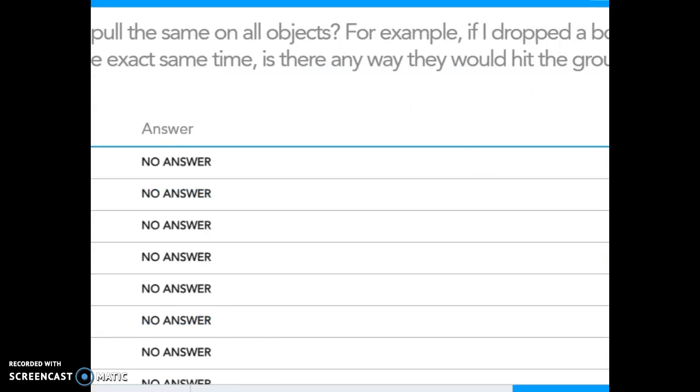Here we go, quickly. Does gravity pull the same on all objects? For example, if I dropped a bowling ball and feathers at the same time, is there any way they could hit the ground at the same time, and why? I'll know very quickly if you paid attention in class during this unit.